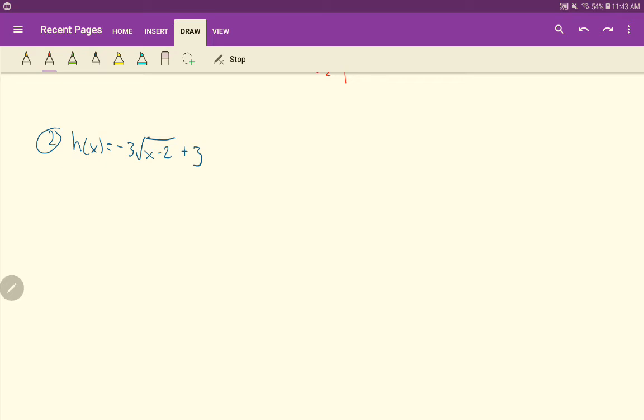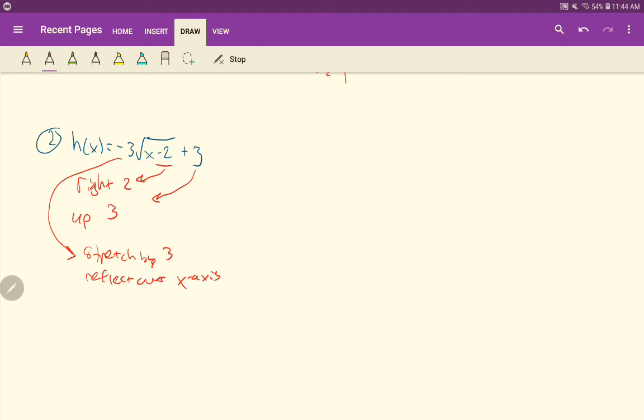So again, what kind of transformations do we see here? Well, we're going to be shifting right 2 because of that minus 2 right there. Okay, we're going to be shifting up 3, because of that k. And then we have a negative 3 in front, which indicates we're going to be stretching by 3, but it's negative, so we're also going to be reflecting over the x-axis.